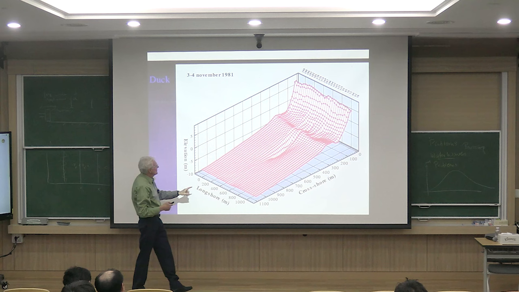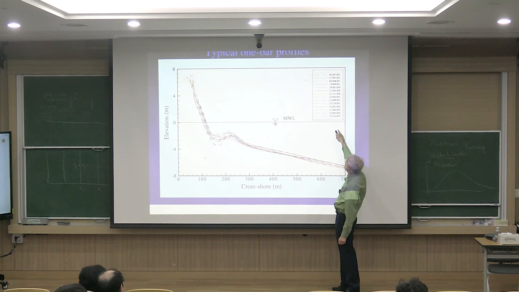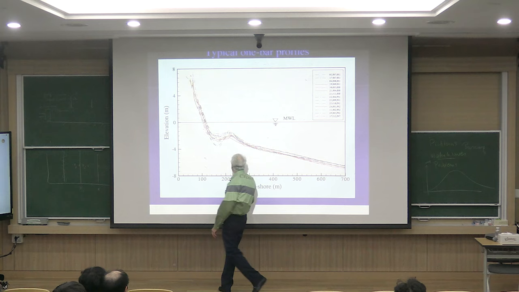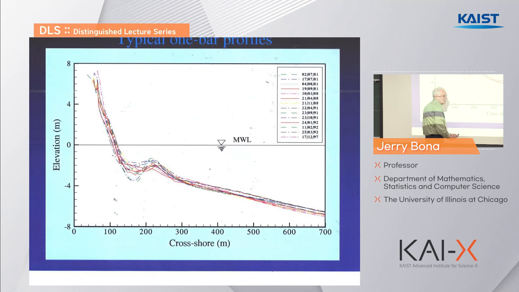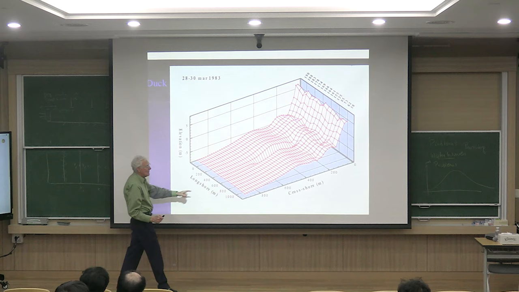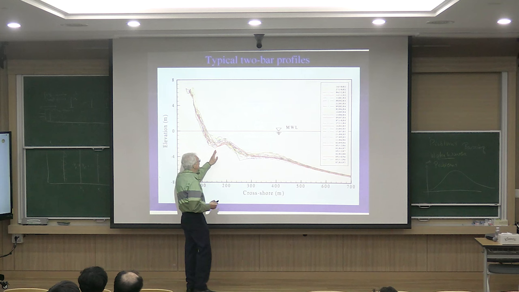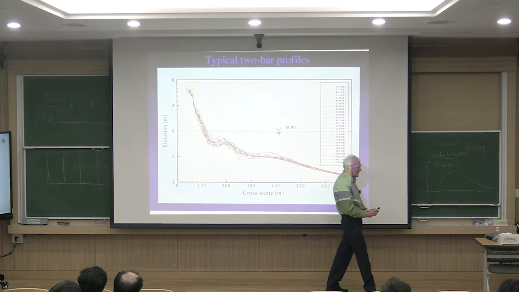Let me show you. Here in 81, you see a single bar. And that was something that happened quite frequently. At various times in the 20 years, you had a single bar located at about 220 meters in their local coordinate system. Okay, this is 1983. You had two bars. And that also was a frequent happenstance. Two bars, various times in the 20 years. So the question is, what's happening?